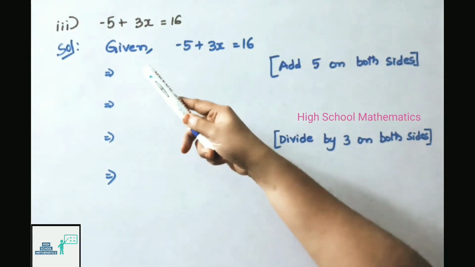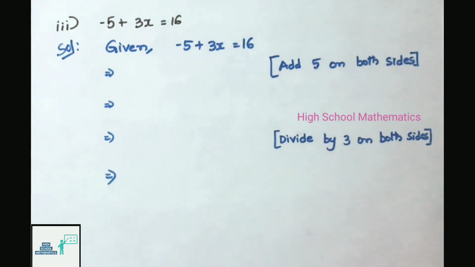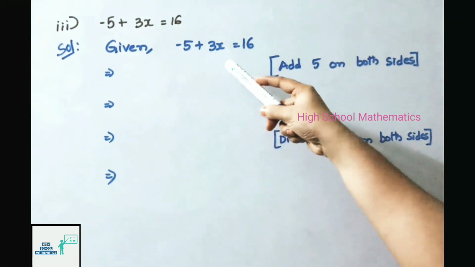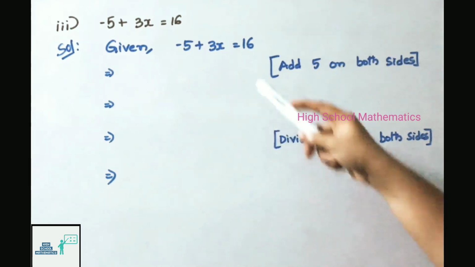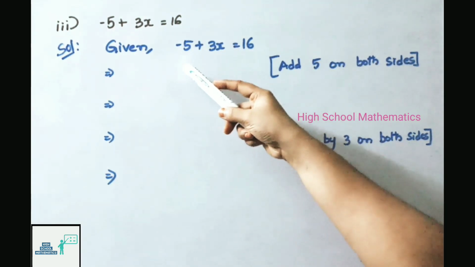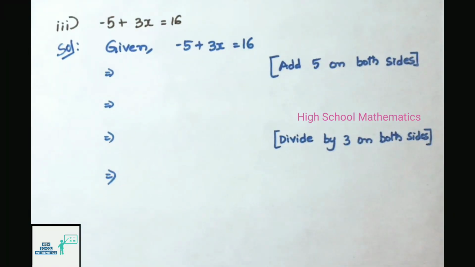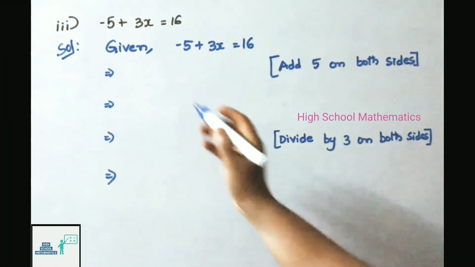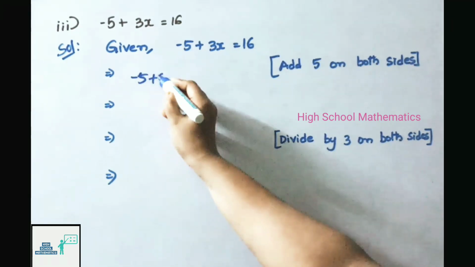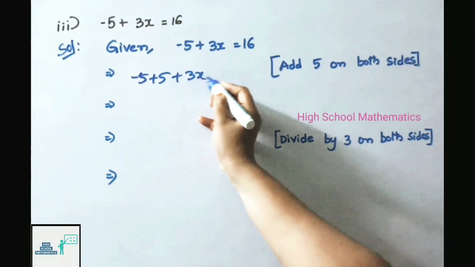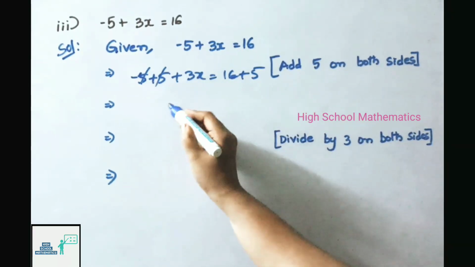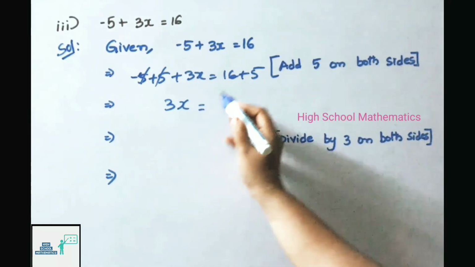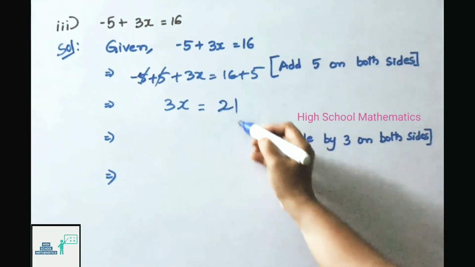See now first question, third sum, minus 5 plus 3x equals 16. Let us see the solution. Given equation is minus 5 plus 3x equals 16. Now we need to get only variable x. Here minus 5 is there, so add 5 on both sides to remove that minus 5. So write down minus 5 plus 3x equals 16 plus 5. Minus 5 and 5 cancel. Write down here 3x equals 16 plus 5, that is 21.